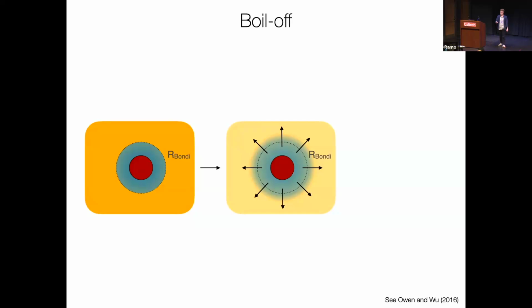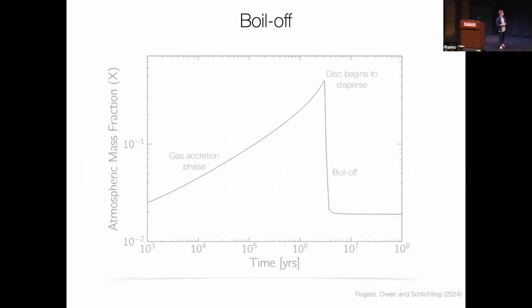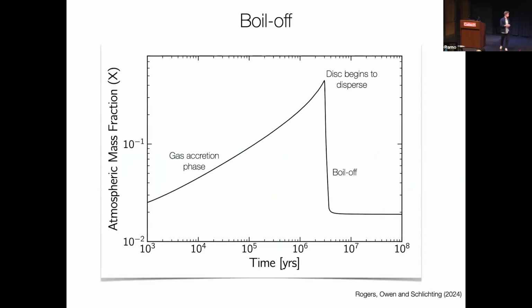As I've just said, that material is no longer thermally bound, so we lose that atmosphere. Initial models showed that you can lose nearly 90% of your envelope mass through disk dispersal. So we put out some self-consistent models last year where we not only modeled boil-off, but also the accretion phase. As a function of time, I'm showing the envelope mass fraction. So this is the mass of the envelope divided by the mass of the core.